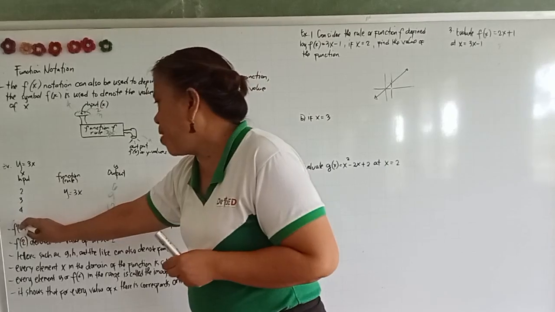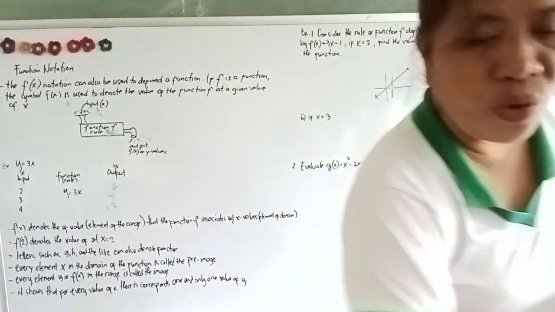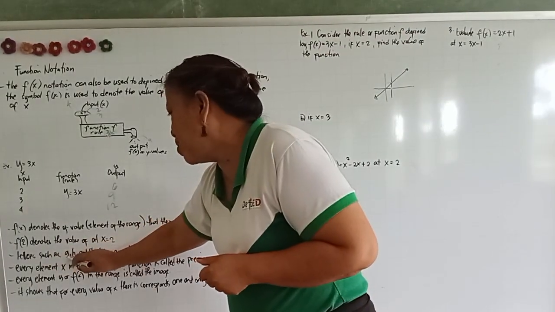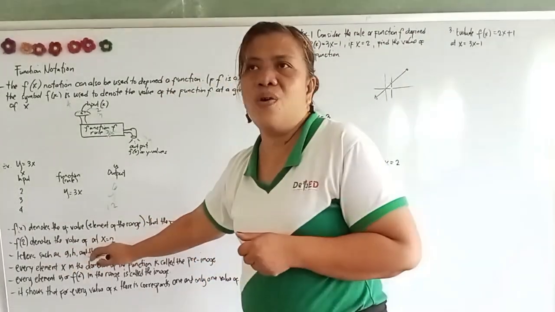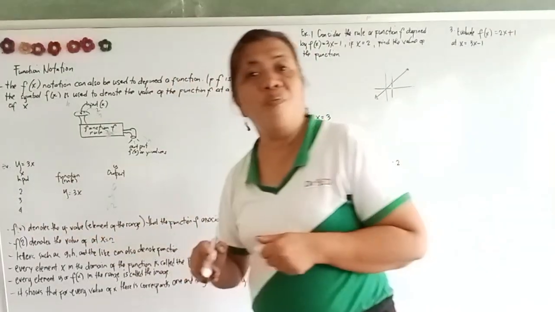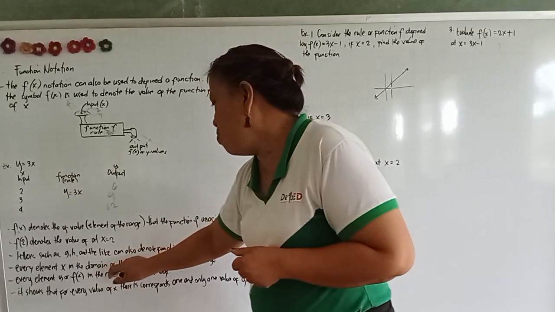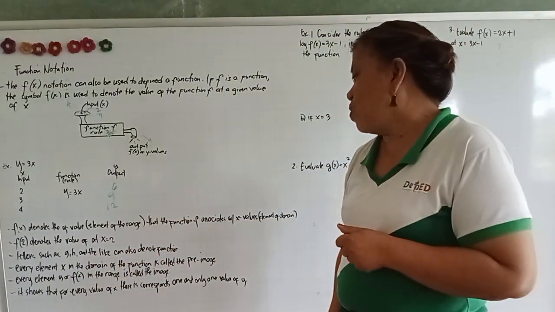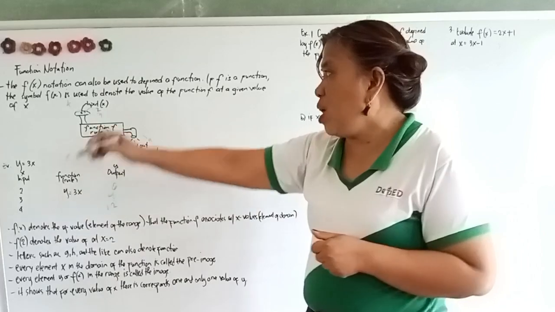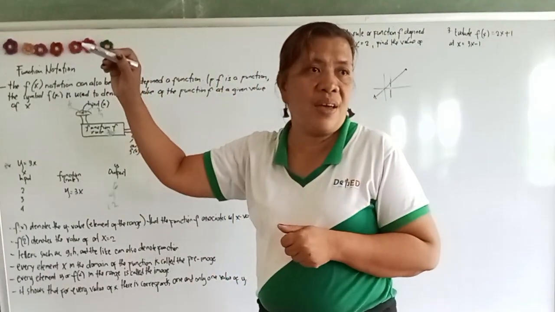Okay, so aside from f, letters such as g, h, or l can be used instead of f. Okay. So every element x in the domain of the function is called the pre-image. For example, the ingredients for making bread, right?